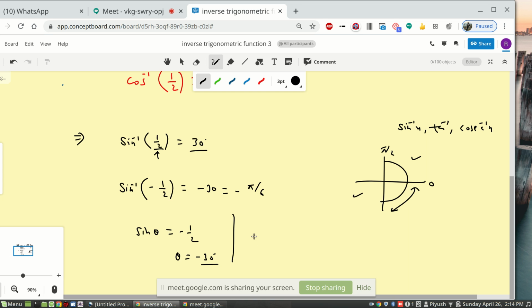I can take one more example. Let's say take the tan case, tan inverse of minus root 3. You know the tan inverse of root 3. Tan inverse of root 3, at what angle is tan theta root 3? That angle is 60 degrees, or you can say pi by 3.